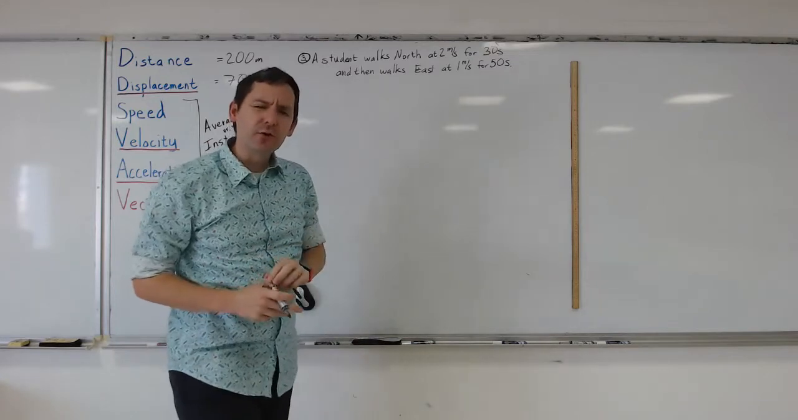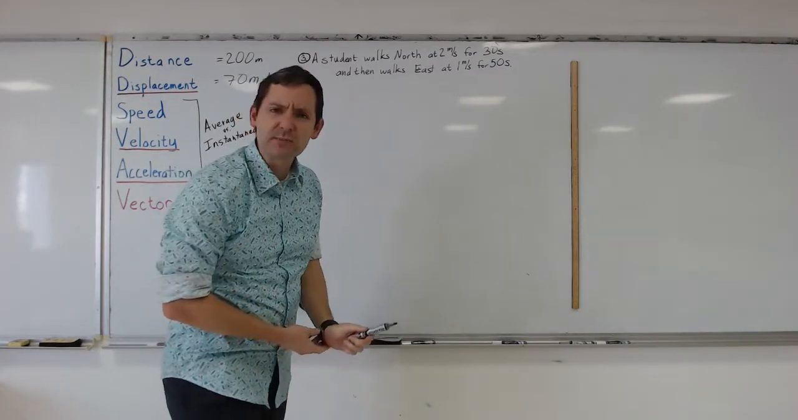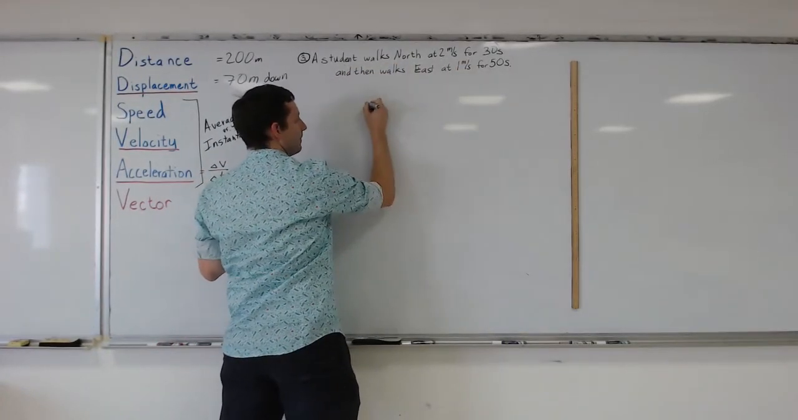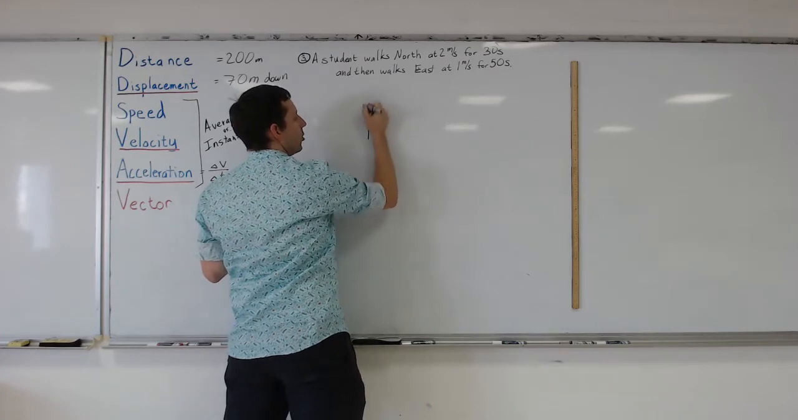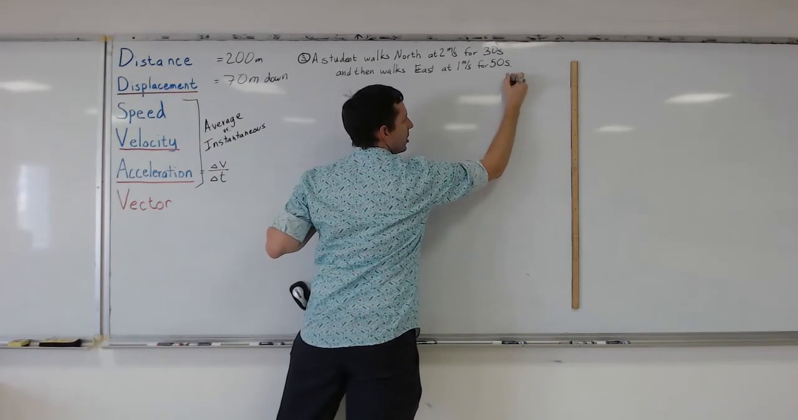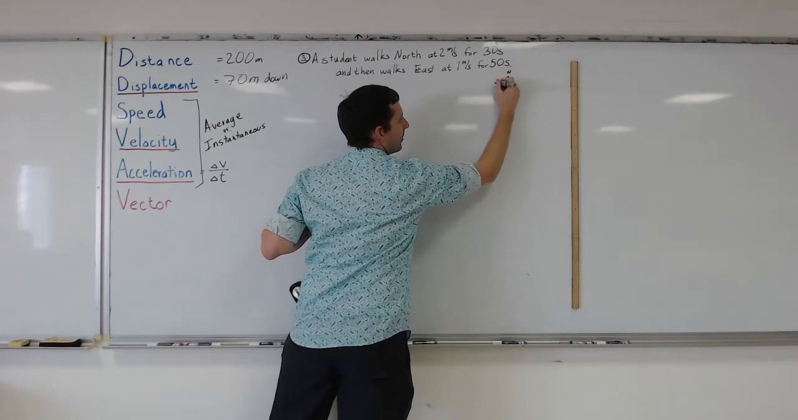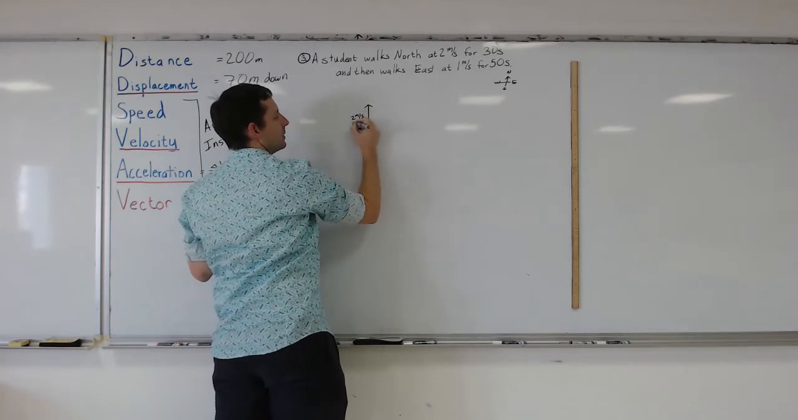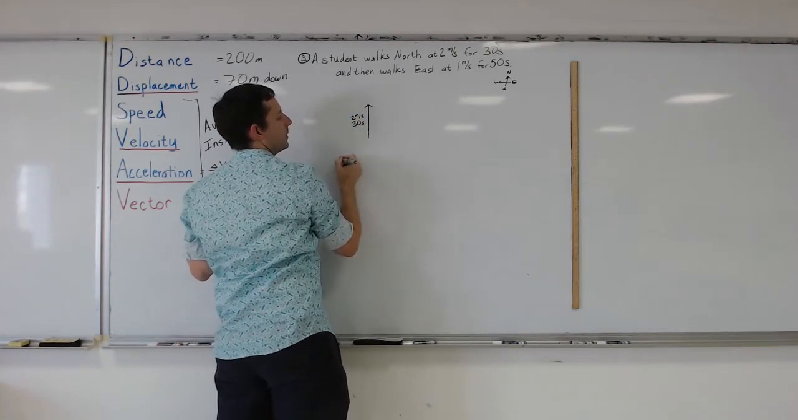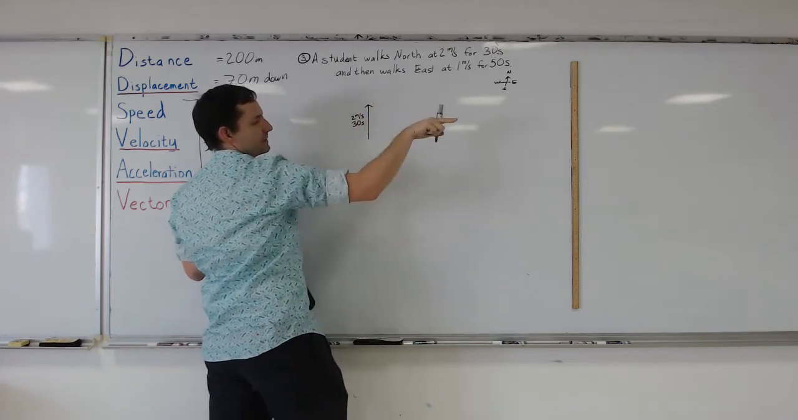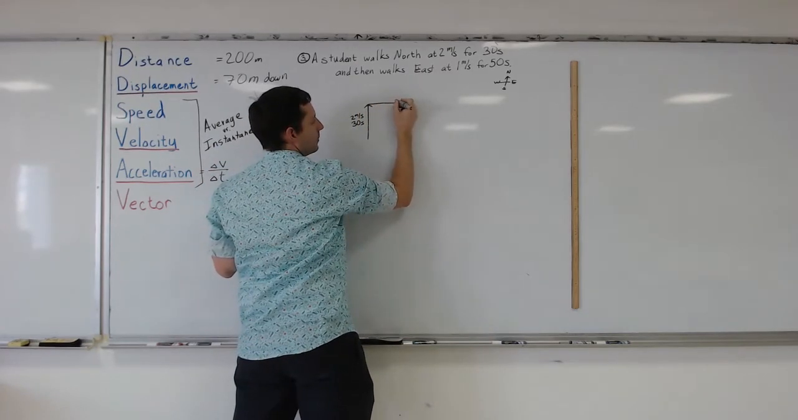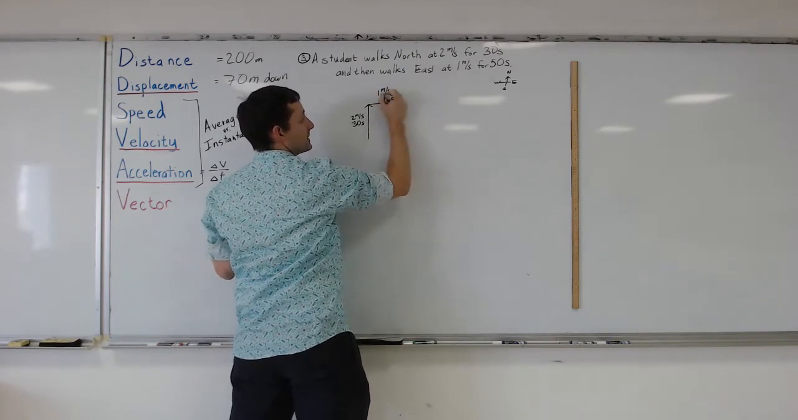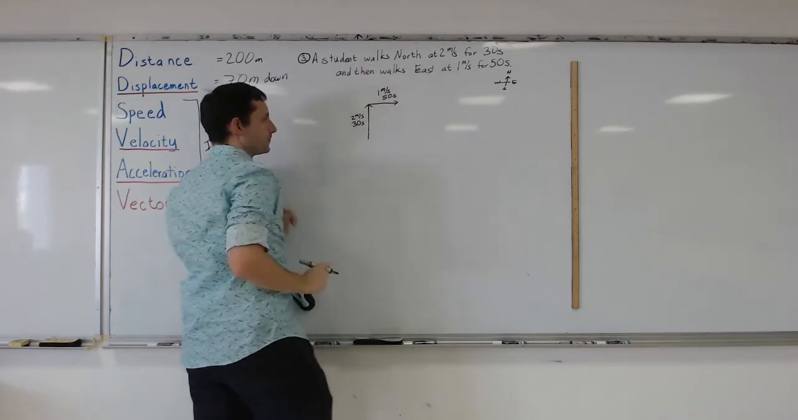It's usually helpful if you have changing things going on to take just a minute to draw a picture. So that's what we're going to do. Student walks north at 2 meters a second. So this is north. If you need to, draw your compass rose, north, south, west, east. So north, 2 meters per second for 30 seconds. And then walks east, so that's now that way. Probably going to be a little bit less because it's 1 meter per second for 50 seconds.